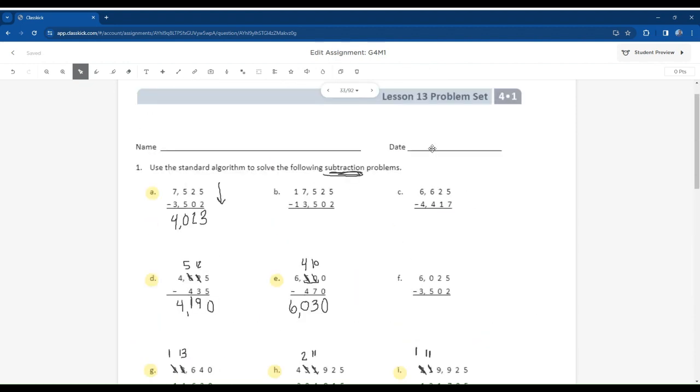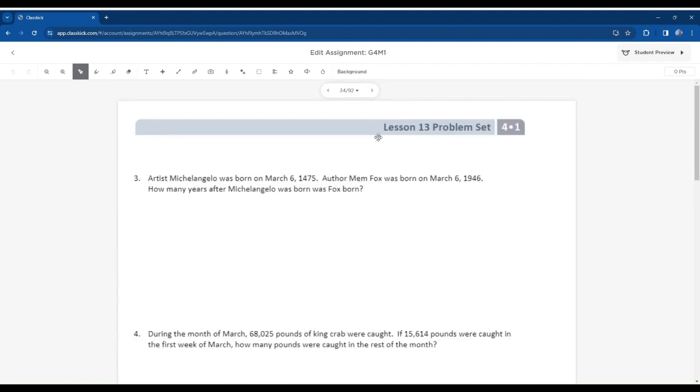And there we go. Now I'm going to do something slightly different here with number 3. I'm not going to use a tape diagram on this one because I think this is a great question to illustrate how we could use a number line to model subtraction.